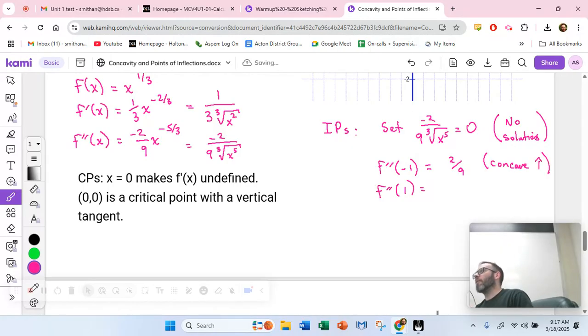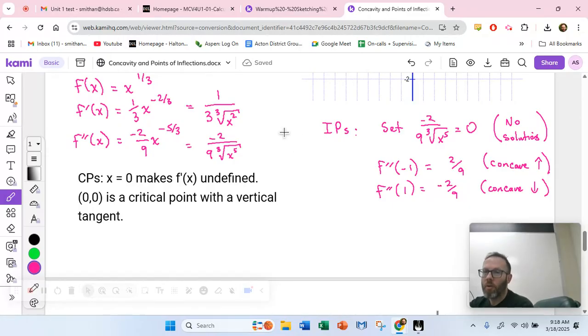You know what I was doing there? I got my value and I thought about what the graph looks like and I realized it wasn't fitting. So I went back and caught my mistake. Same thing will happen to you guys. And then when you plug in 1, you get -2 over 9, concave down.